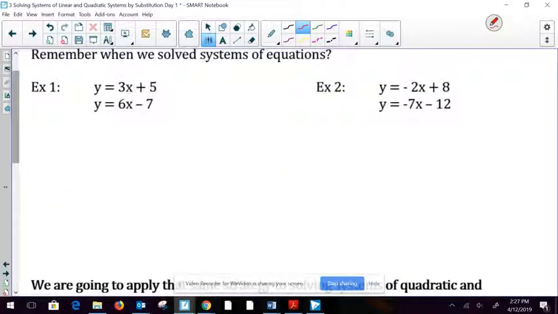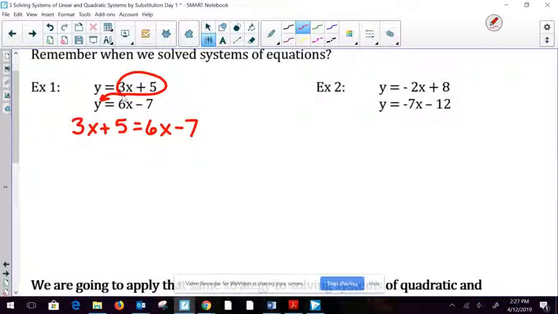For example, if you look at the example problems here, we're saying that y is equal to both of these equations. You can take what y is in the top equation and put it in for y in the second equation. So you would end up with 3x plus 5 is equal to 6x minus 7. And once we have them set equal to each other, we can use what we know how to do with solving equations to solve this.